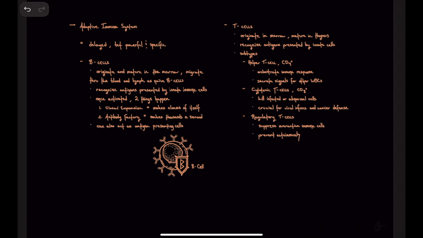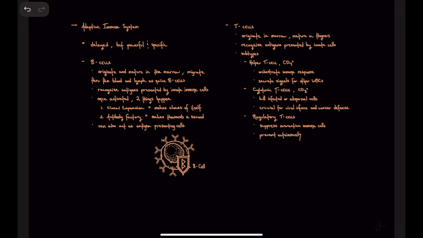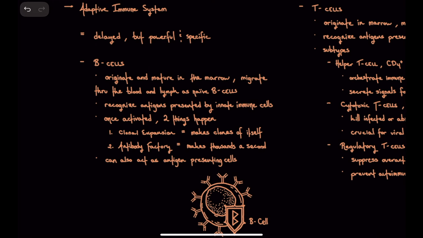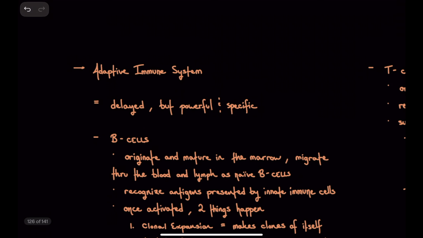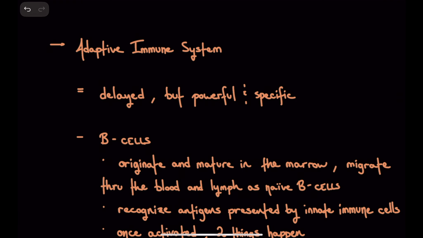All right. Now we're into the adaptive side of things. This is the last slide. So your adaptive immune system needs time to catch up. It needs a chance for one of those antigen-presenting cells to find the threat and come present it to the B or T cell. So because of that, it is delayed in nature. But once it is activated, it is powerful and very specific.